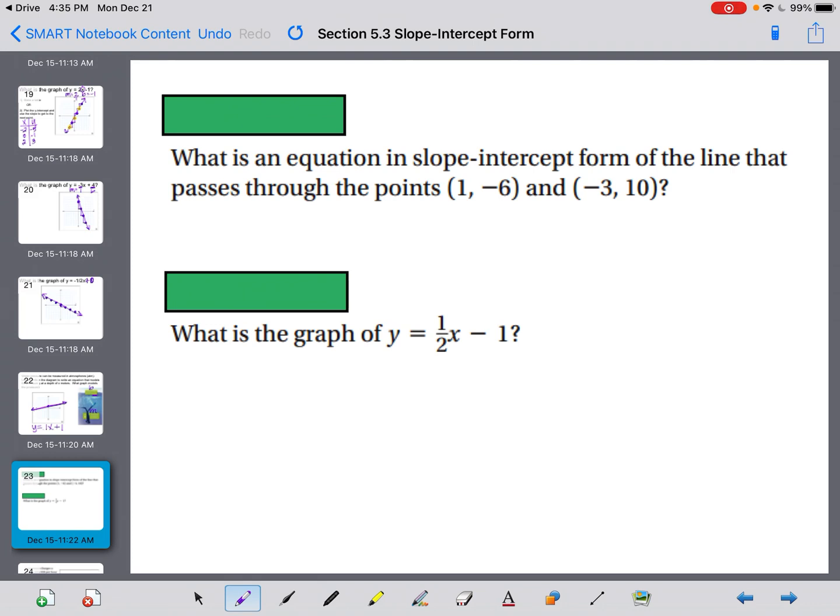What is an equation in slope-intercept form of the line that passes through these 2 points? This is all review here, so I'd like it if you could pause, answer these 2 questions, and then come on back and check your answers. And this will be the end. I'll let you work on your assignment after this.